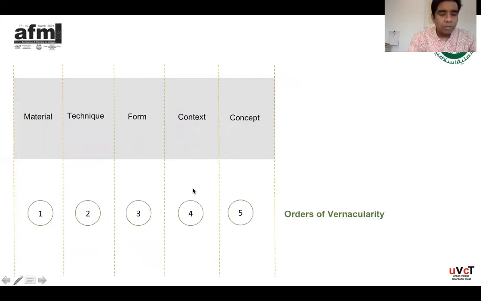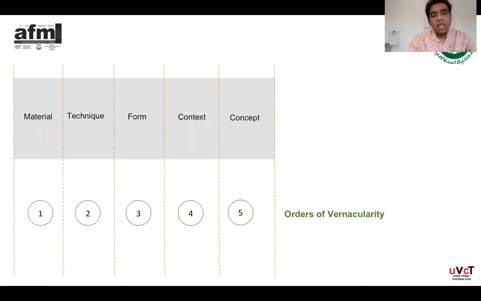Vernacular or indigenous is embedded in the local context. The climate, the materials, the techniques, the forms, the context, the concepts, the availability of local materials and the techniques to hold the material together is the most easily identifiable order of the vernacular.